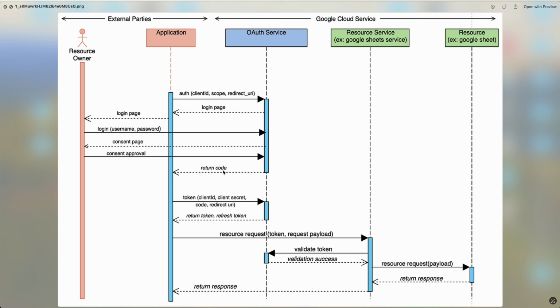Then after the user gives the grant access to their information to the application, the OAuth server returns back with the code to the application. Then the application makes a request to token with the client ID and client secret and code and redirect URL, and OAuth server responds with the token. Then the application requests the resource with the token and request payload. Then the resource server validates the token. If the token is valid, then it goes to resource and gets the response and returns the response to the client.